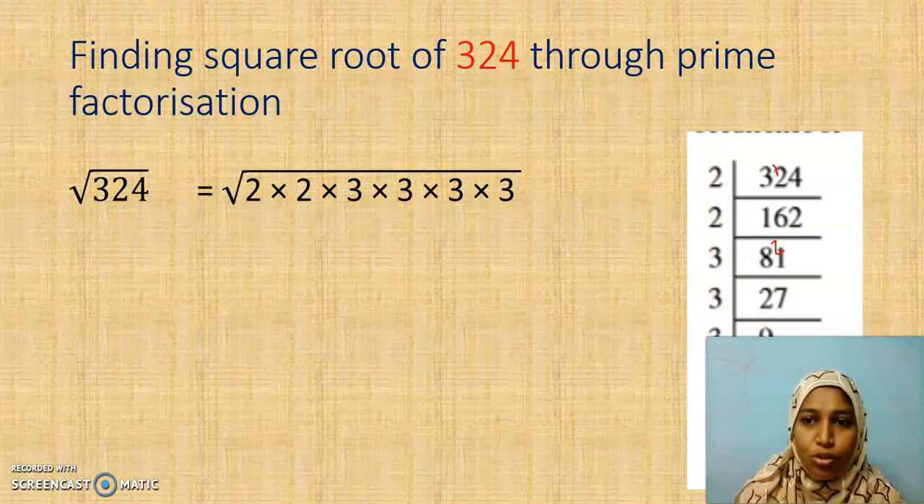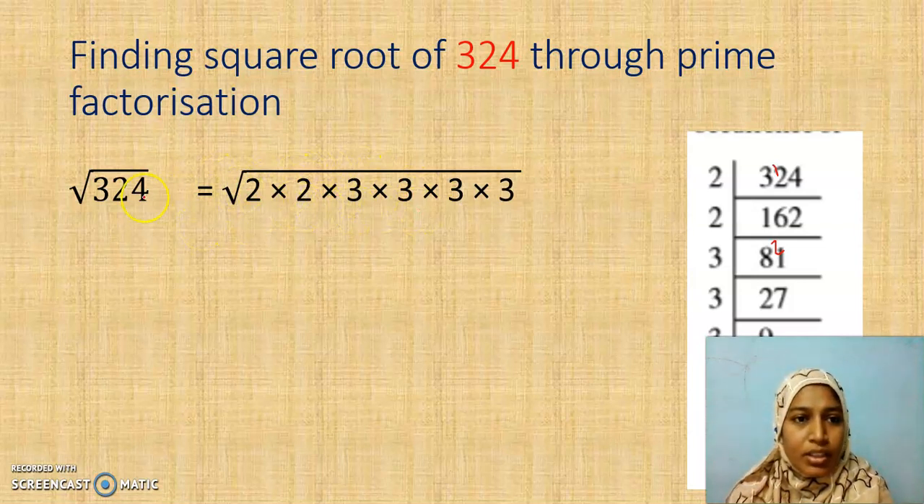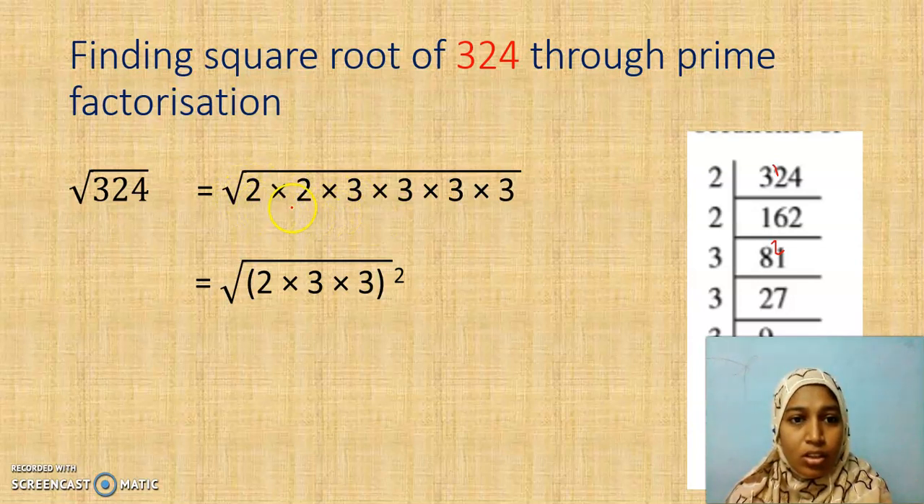Till the end you should do. Okay. So I can write this as square numbers. This 324 can be written as a square number. See, everything comes in pairs. 2 times 2. This can be written as 2 square. For this pair I take 1.